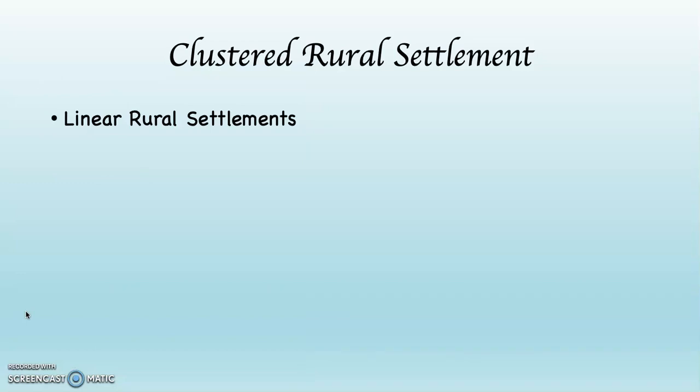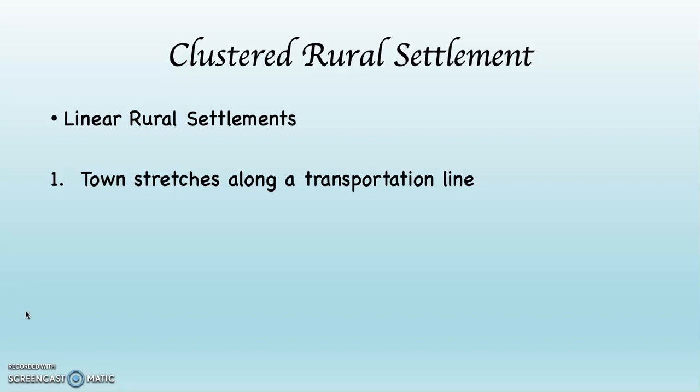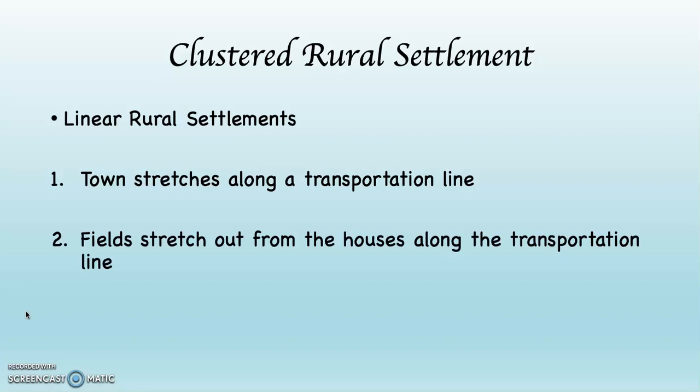There are also what are known as linear rural settlements. So this is the second subtype of a clustered rural settlement. With a linear rural settlement, these are found along a form of transportation. That could be a road, a river, a railroad, whatever it may be. And then the fields extend outwards in narrow strips away from that line of transportation and the houses that are clustered along the line of transportation. So the town stretches along the transportation line, whatever form it may take. And then the fields stretch outward from the houses along the transportation line.